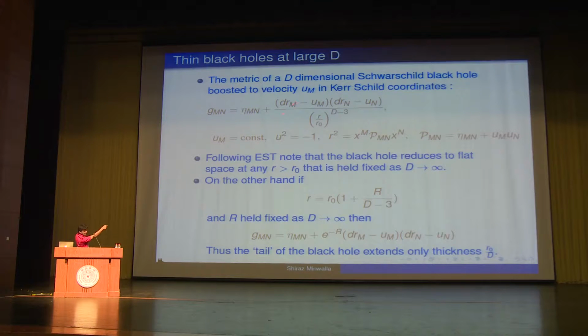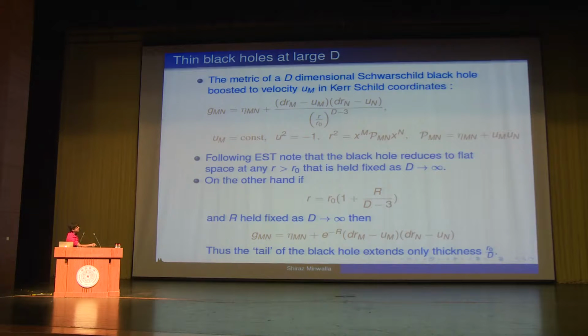The metric here describes a black hole moving at some constant velocity. That constant velocity is u^mu. u^mu is a velocity vector, so it squares to -1. And the r coordinate is just the magnitude of spatial distance orthogonal to the velocity. So if u was along time dt, r would be the radial distance in polar coordinates.